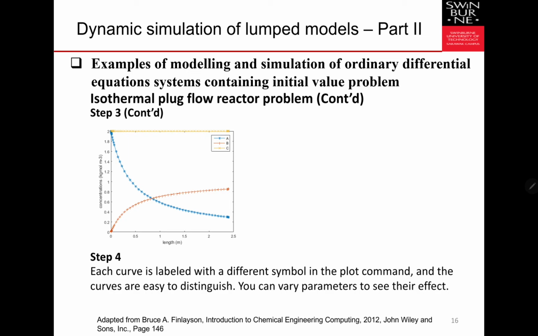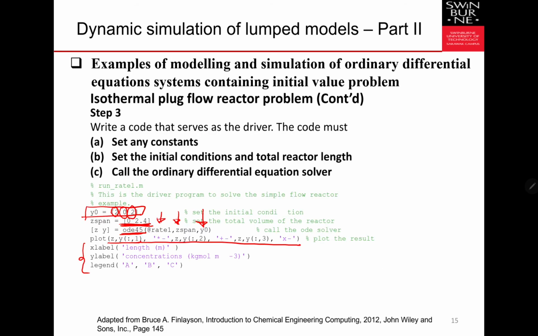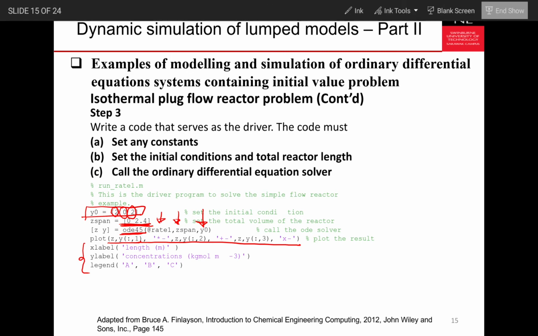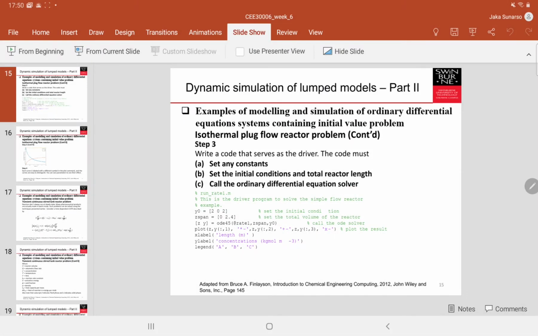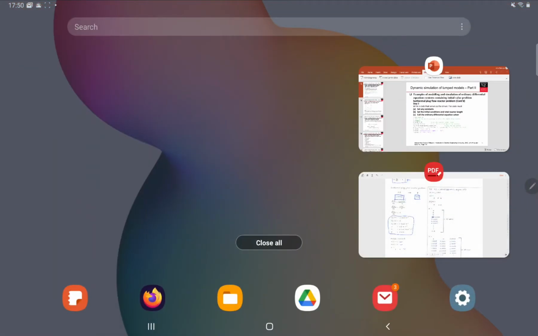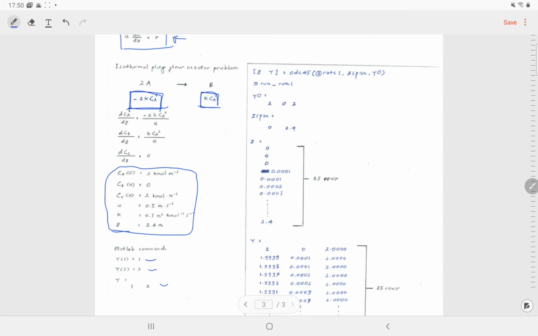As we can see in this particular slide, the concentration of A is decreasing, the concentration of B is increasing, and C is not consumed or produced. The details of this MATLAB code are given in the additional materials. Let's say in here I give an example of the ODE45 for this.